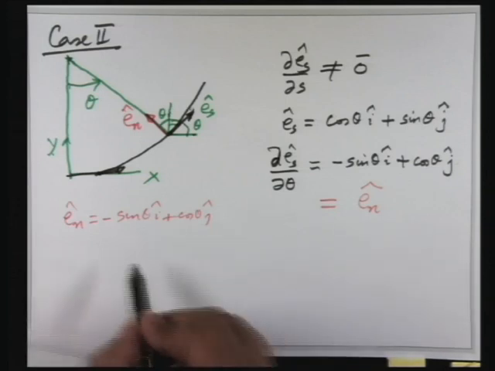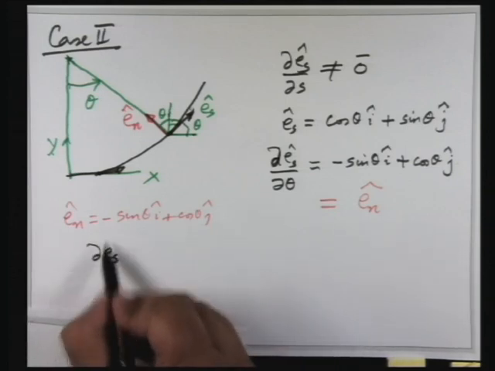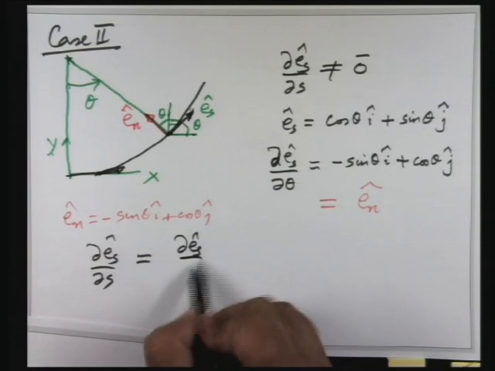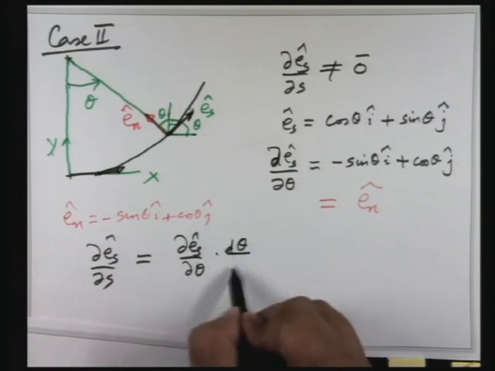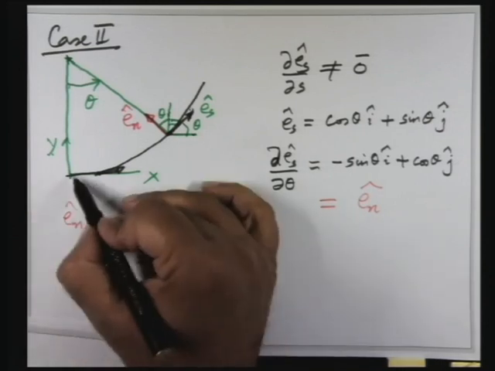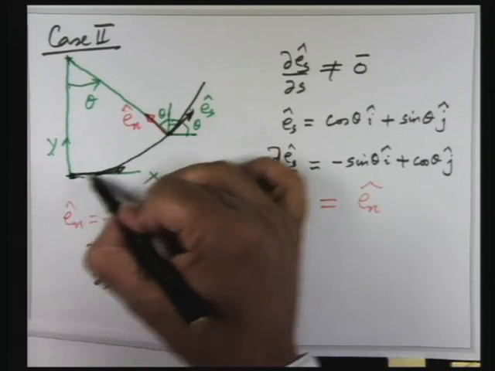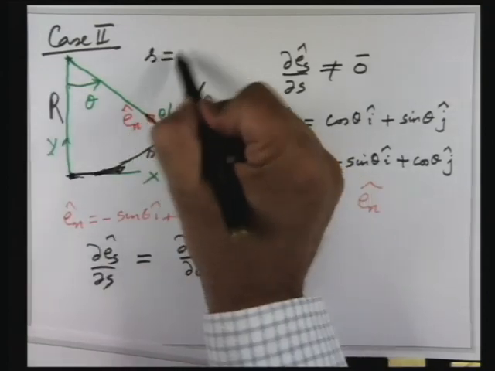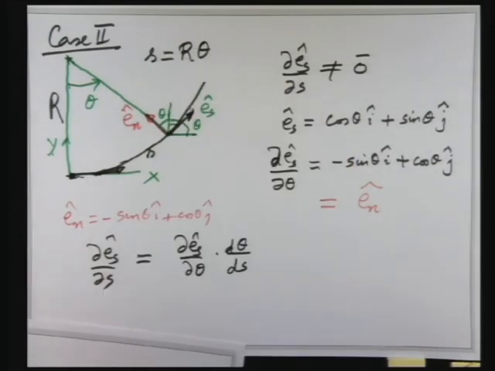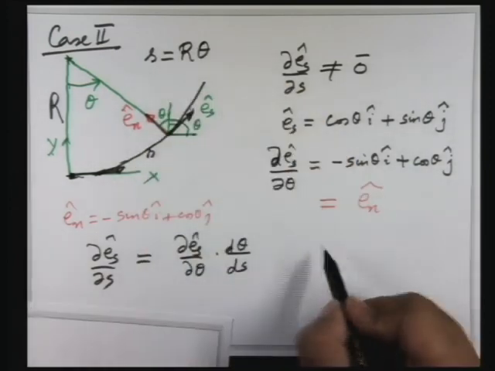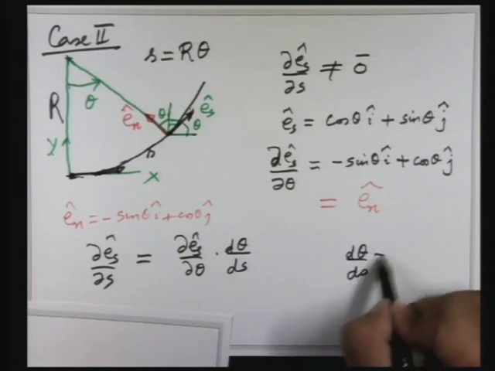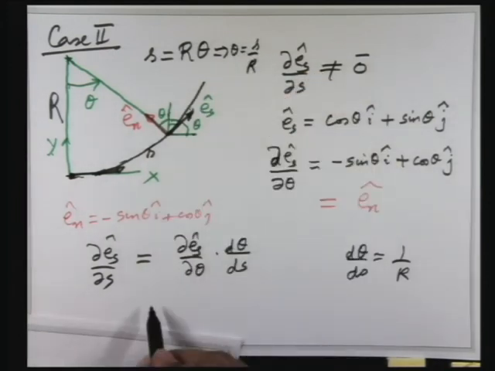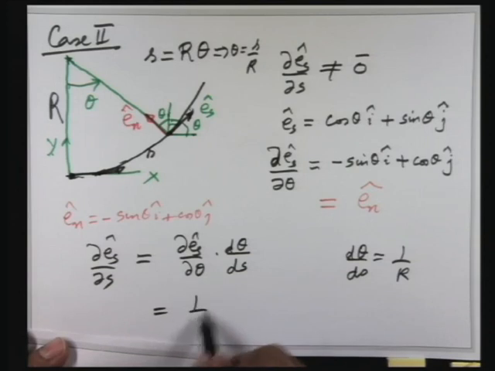So now what we wanted was del of es del s. So this I can write as del of es del theta into d theta ds. Now if I say this is my reference point, this is the arc length s and this radius is R, you know that s is R times theta, or theta is s by R. So what is d theta ds? d theta ds will be 1 upon R, because theta is s upon R. So what you have here is 1 upon R into en.